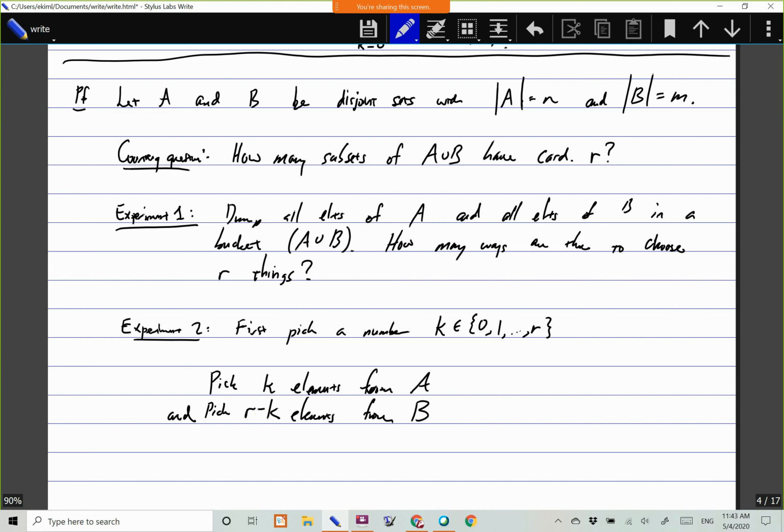So k added to r minus k is what's going to equal r, right? And then let's think about the number of ways to do this. If you have to pick k things from A, and let's recall up here, A has n things in it, the number of ways to do this is n choose k. And the second thing, B had m things in it, so there's m choose r minus k ways to do this.